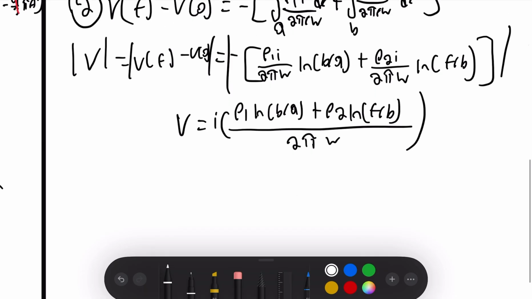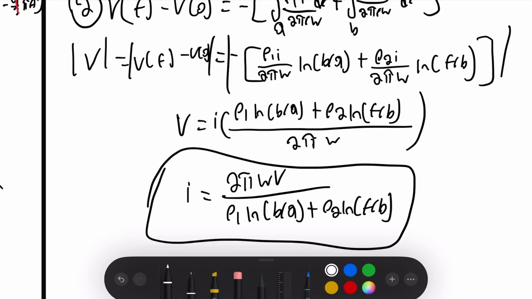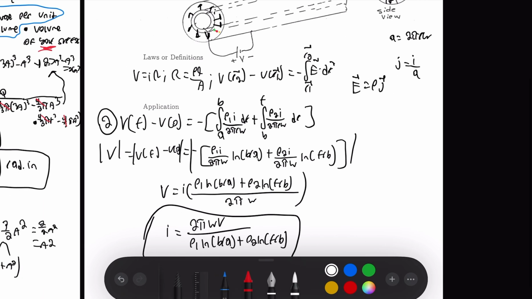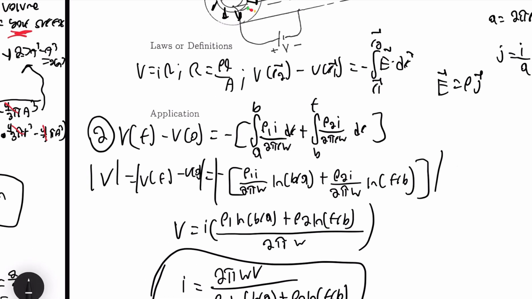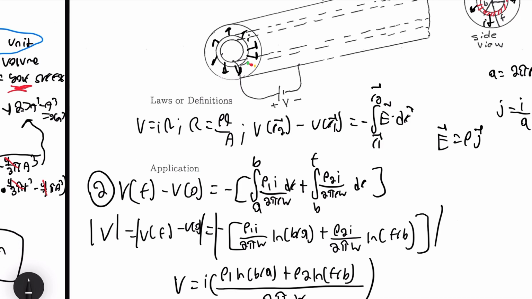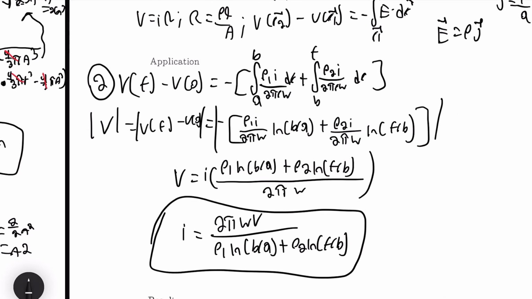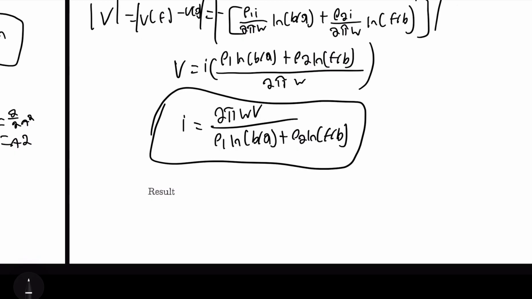And if we simplify this, we see that we get the exact same answer, because we're solving for current, so we divide on both sides. So I will be equal to 2 pi WV over rho 1 ln of B over A plus rho 2 ln of F over B. And that would be how to solve the current the second way, right? The voltage across the entire cylinder will be from the center to wherever the radius goes, which is F. Set that equal to V. Take your two integrals, divide by all that junk, solve for I, isolate I, and you'll get your answer.